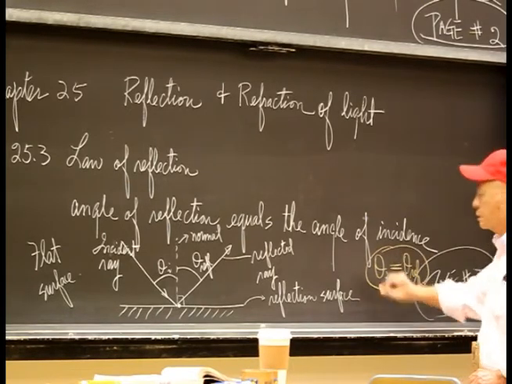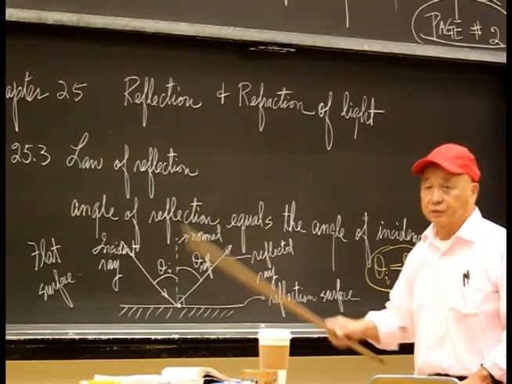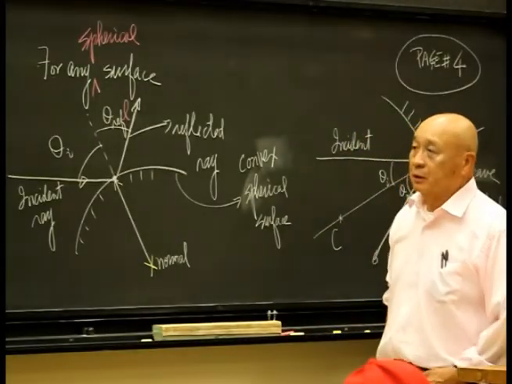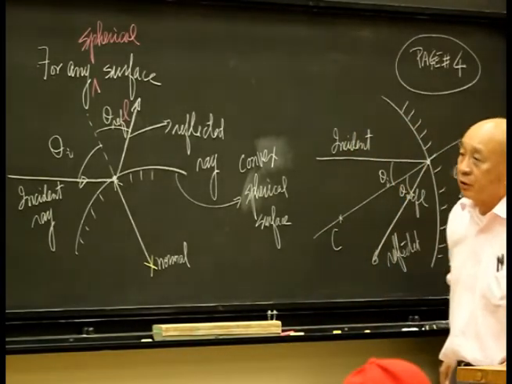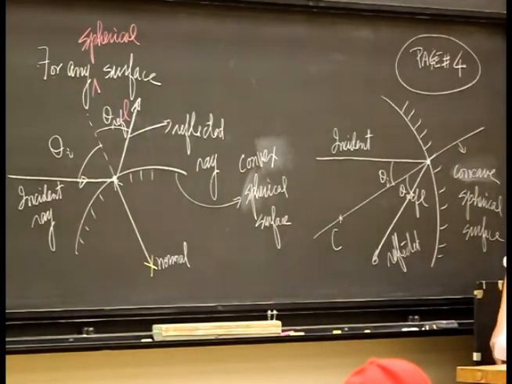So this is called the law of refraction. So now, the law of refraction, in each case, angle of incidence equals angle of reflection. Theta sub I equals theta sub R.